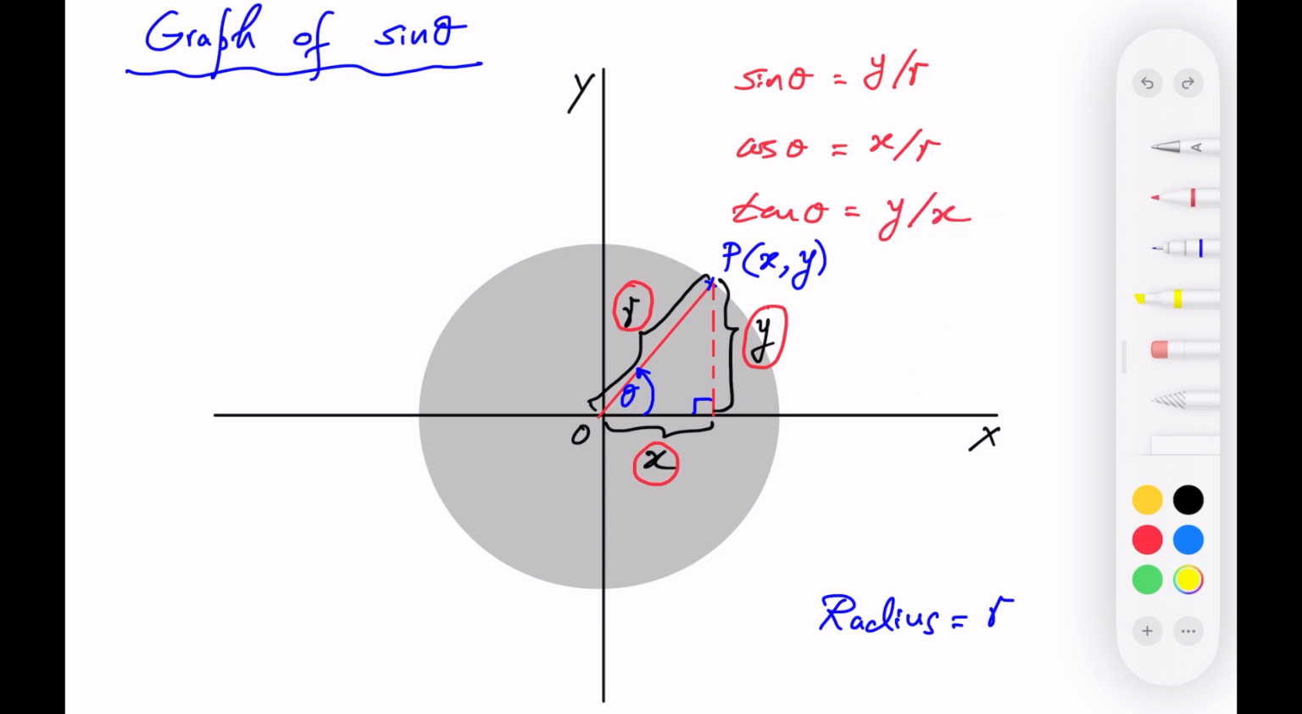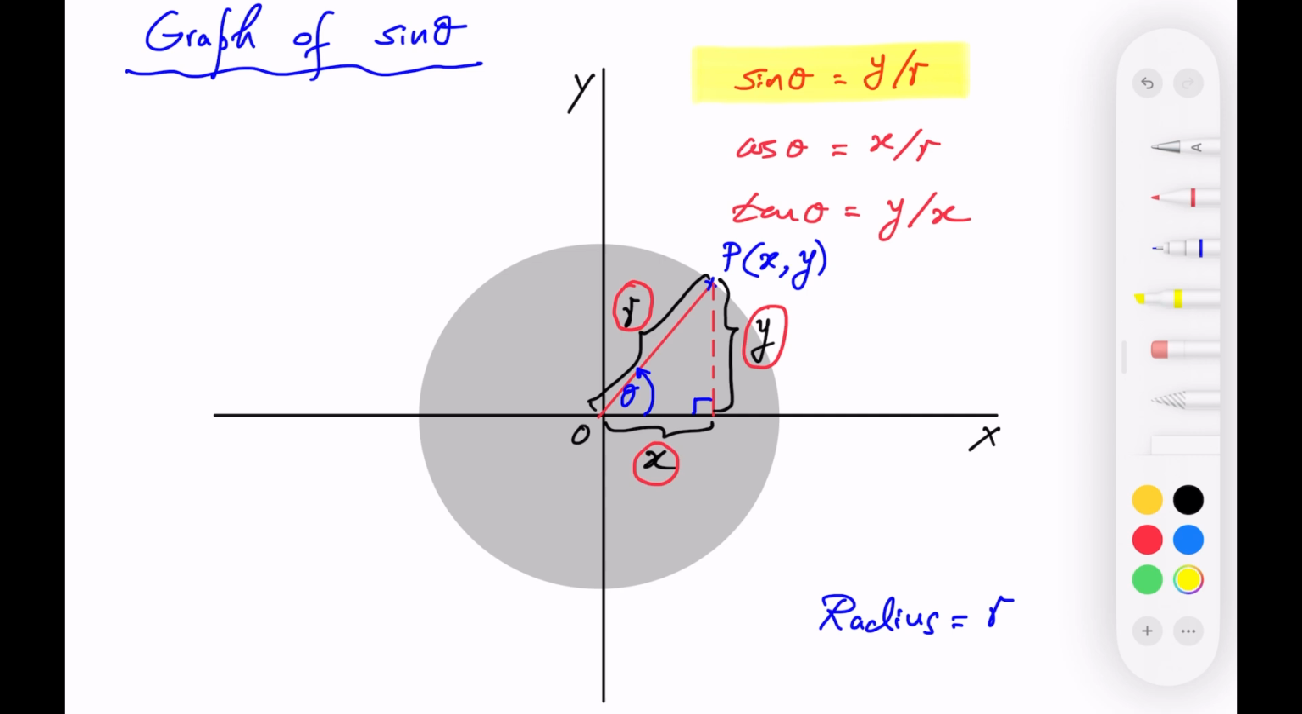During the discussion today, we are going to look at the graph of sine theta. Therefore, for the discussion today, I will not need cosine theta and tangent theta definitions in terms of x, y, and r. I will simply need the definition of sine theta as y over r. Now, I have a question for you. What's the largest possible value for sine theta?